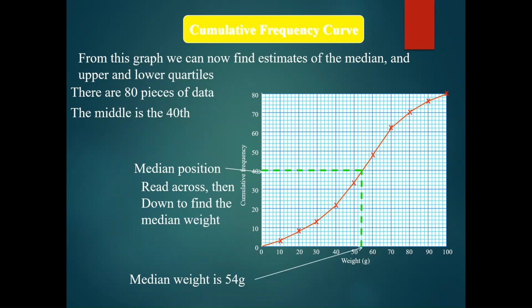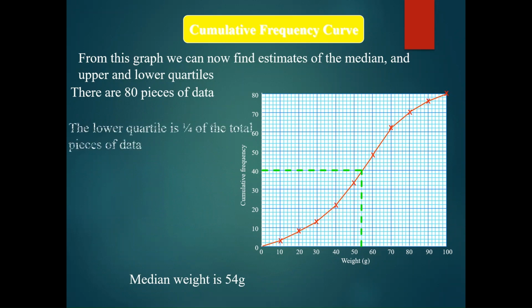Now we find the lower quartile. The lower quartile is 1/4 of the total pieces of data. So here 1/4 of 80 would be 20. We start our lower quartile reading from here. We draw a dotted line towards the curve, and once it touches the curve, we draw it down, and therefore our lower quartile in this graph is 38 grams.